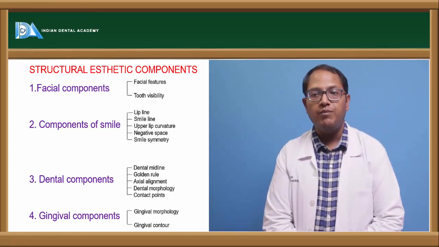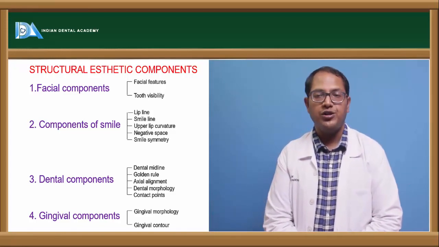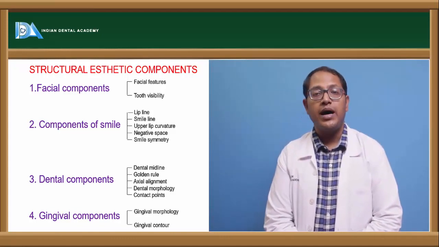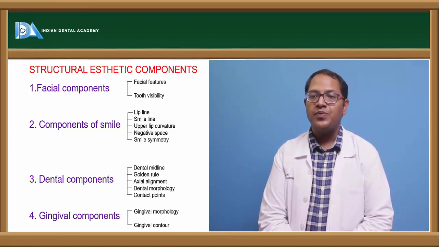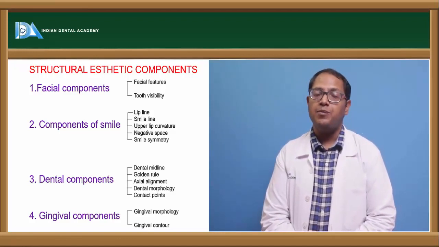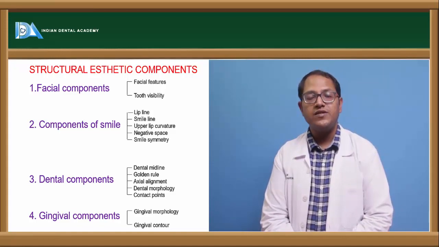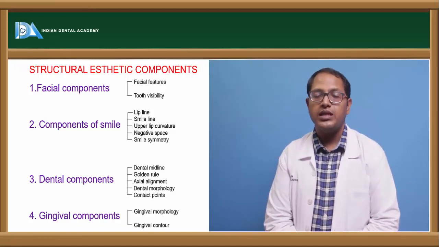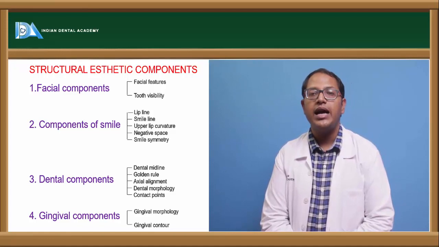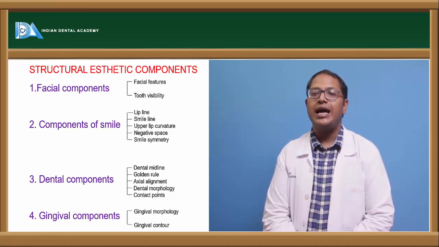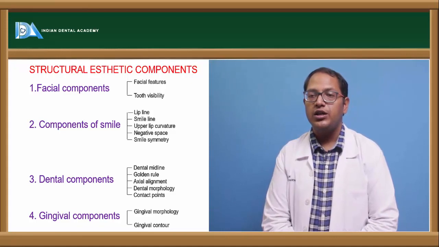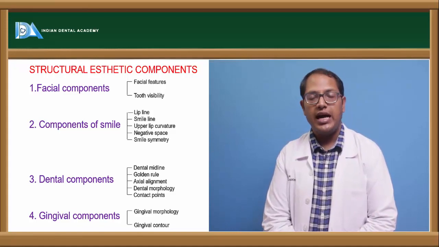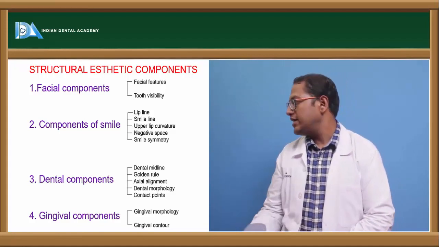It can be facial components, for example facial features. It can be the visibility of the teeth. Components of the smile can be the lip line, how it is. How is the smile line? How is the upper lip curvature? How is the negative space present between the buccal corridors? Smile symmetry, the dental components per se, like dental midline, golden rule, axial alignments, dental morphology, contact points. We'll come to gingival components like gingival morphology and gingival contour as well. Let's start with the facial components.